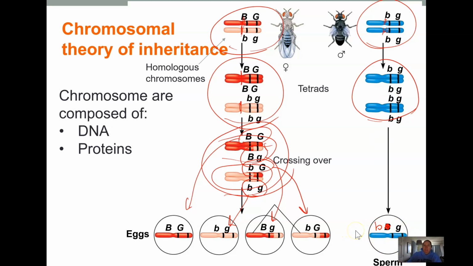And then of course, when this sperm fertilizes one of these eggs, that is called fertilization, a zygote would form, and for that zygote, we could do a Punnett square to determine what the genotype and therefore phenotype of that offspring could be.